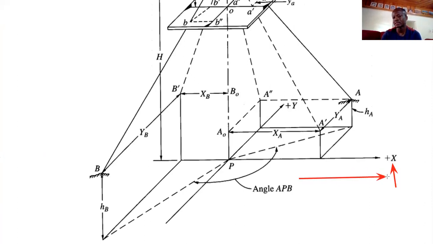Okay, and that's the X. That's how you define the X in photogrammetry. When you see X, it is the direction of flight, positive X. All right, so 90 degrees to the X axis, you get a Y axis. So you can see that we have the Y axis over here.